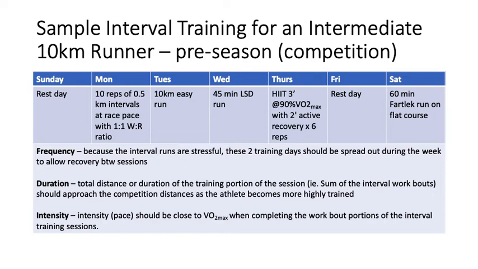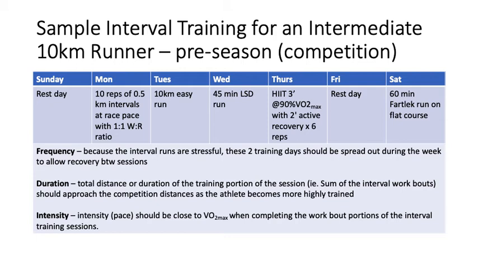Doesn't matter how far you run. Thursday would be HIIT, so 3 minutes at 90% VO2 max with 2 minutes active recovery, and then you repeat that 6 times. Friday is a rest day, and then Saturday would be a 60-minute speed play on a flat course. So even with this, you have to read your client. If this is too much for them, or they're getting burnt out, or they haven't run that much before, or you've classified them too high, they should be classified as a beginner instead of intermediate, you need to draw things back.